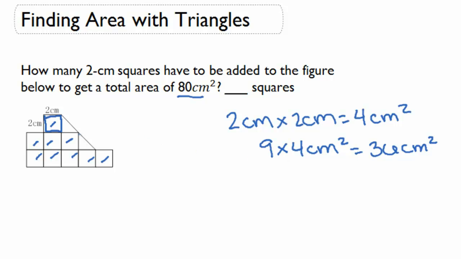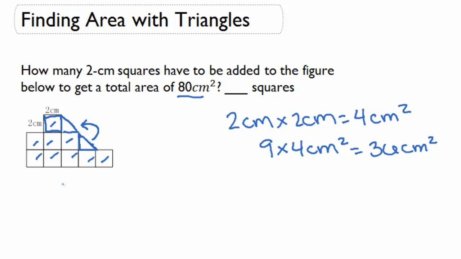Now, we also have these triangles here. In order to find the area of a triangle, we're going to take the length times the width, and then we're going to cut it in half. We can see that if we swung this around and put this triangle next to this triangle, it would make a square. Each of these triangles is half of a square.